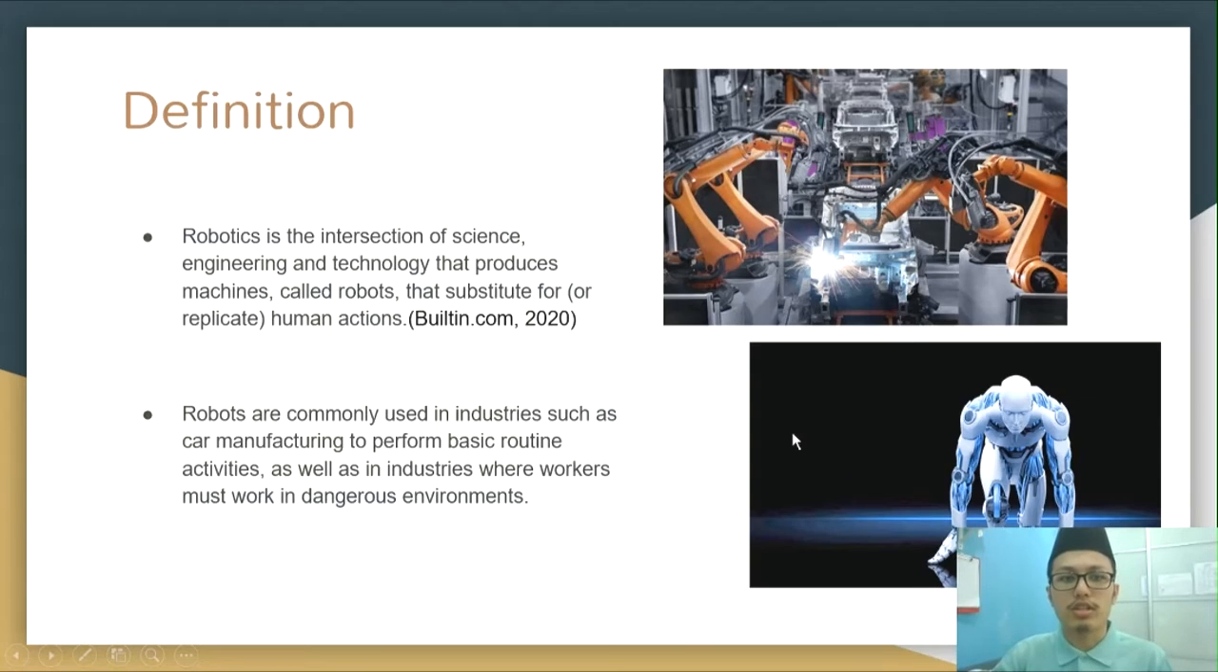So what is robotics? According to builtin.com, robotics is the intersection of science, engineering and technology that produces machines. These machines are what we know as robots today. Robots are commonly used in industries, specifically manufacturing industries, where heavy machinery, high temperature, and also really sharp objects are involved within the industry.